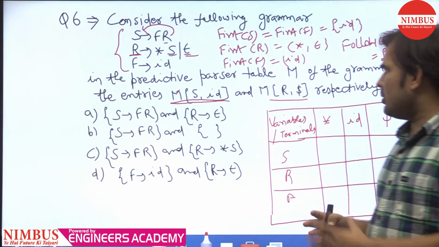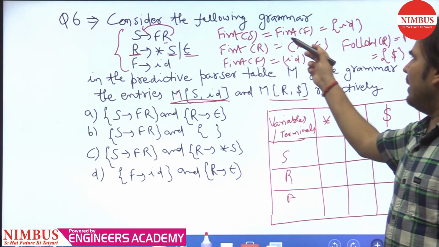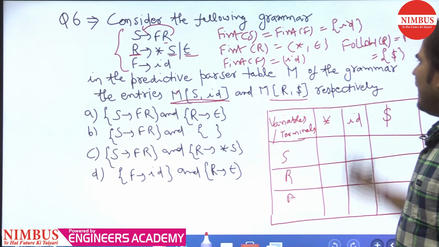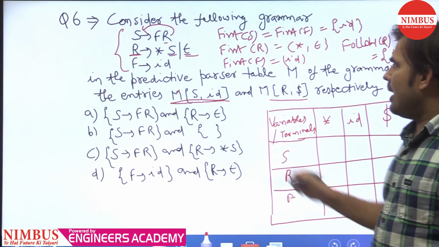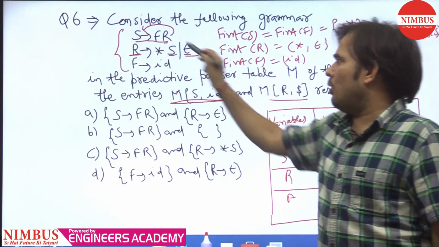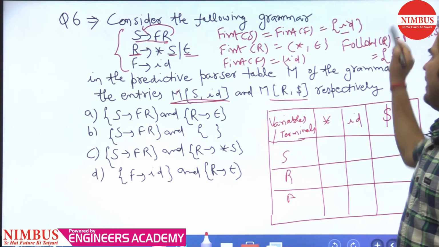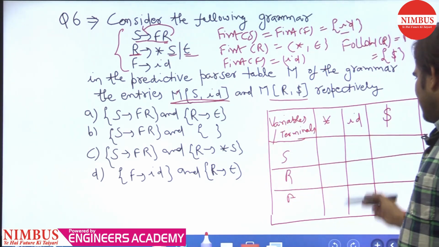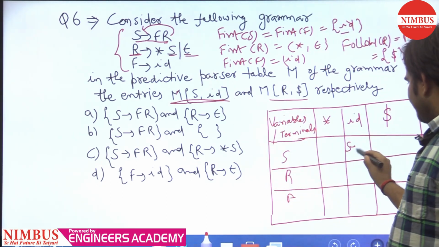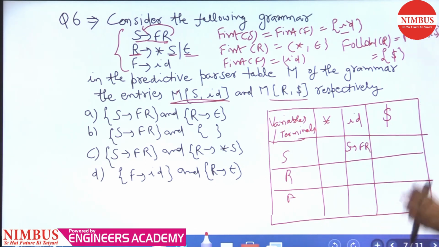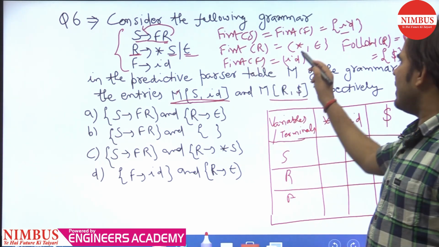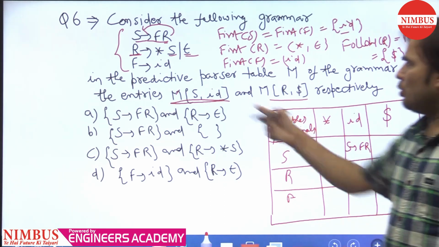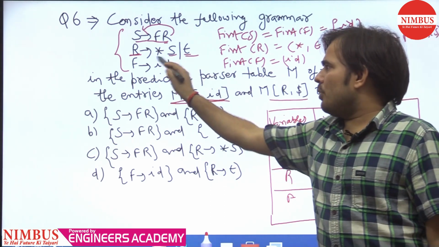Okay, so entry put कर देते हैं हम लोग. First of S equal to first of F equal to what? ID. So ID के एंट्री में हम लोग ये वाली, और क्योंकि फर्स्ट के एस में ओनली वी हैव ID, सो वी कैन पुट दिस प्रोडक्शन इन द ID अंडर दिस S. So S tends to what? FR. Okay, first of R is what? Asterisk comma epsilon. So asterisk we are getting from this production.